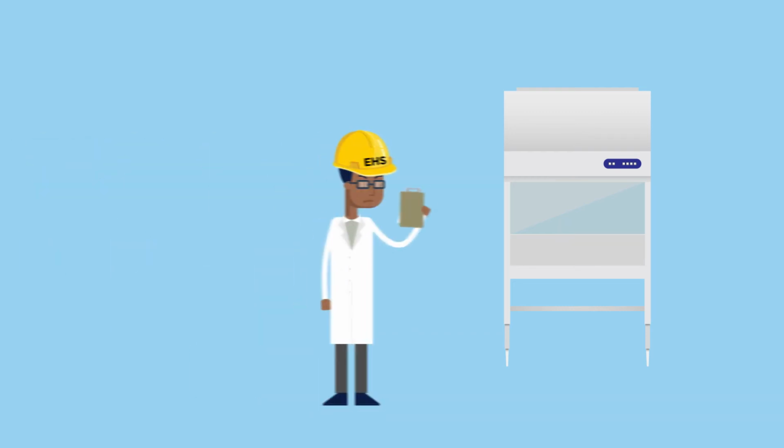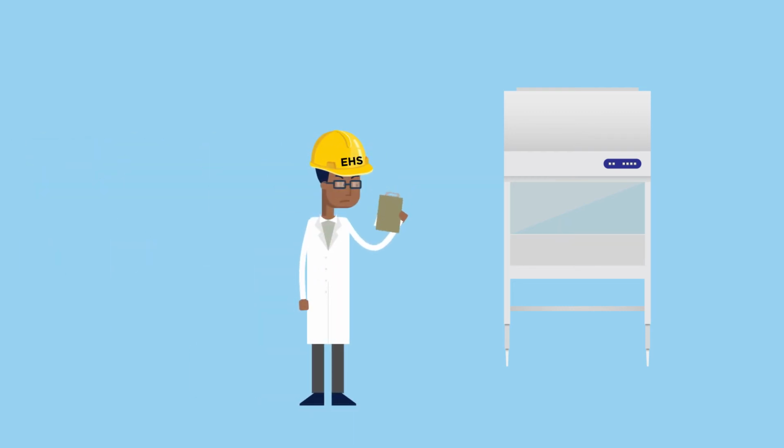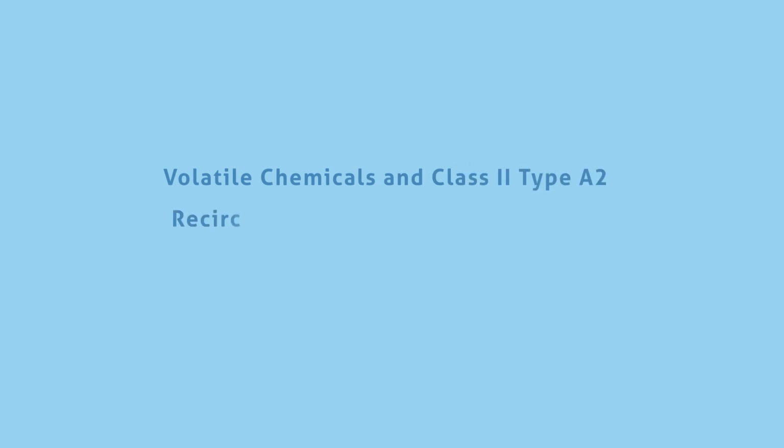And remember, when making the decision between A2 and B2 BSCs, it's important to perform a full risk assessment before you begin any research. Working with a biosafety specialist will help you choose what BSC is and isn't an appropriate choice for your lab. For more information, watch the Baker webinar and read the paper entitled Volatile Chemicals in Class II Type A2 Recirculated BSCs, How Much is Safe?